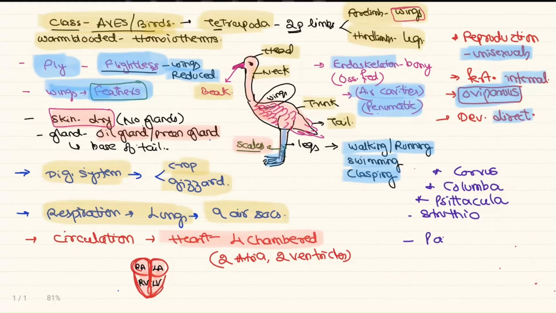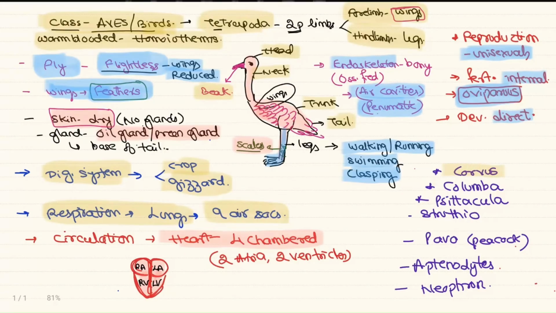Struthio camelus. Struthio is the ostrich, the African ostrich. It is the largest bird in the world. Pavo cristatus is the peacock, and peacock is the national bird of India. Aptenodytes is called the penguin. I think you know penguins are present in the South Antarctic region, and these are the birds.